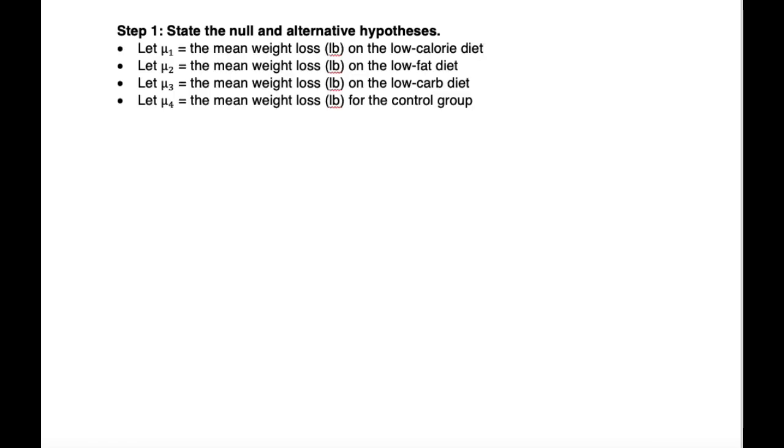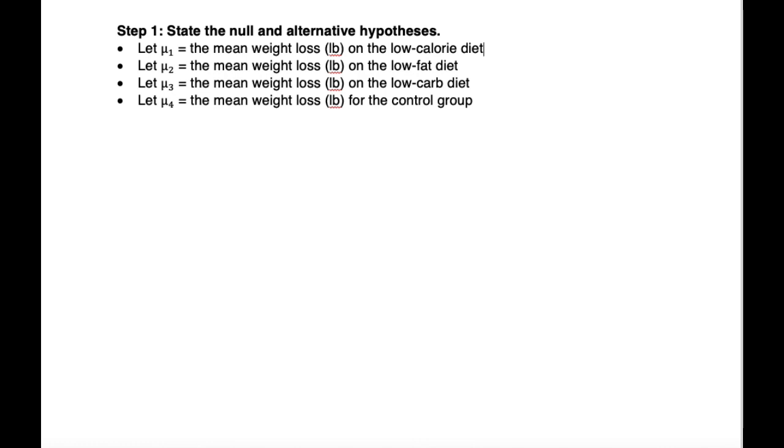So step 1 for our hypothesis test is we want to state the null and the alternative hypotheses. Before I do that, I just want to be very clear about what my notation means. So let mu1 equal the mean weight loss in pounds on the low-calorie diet. So that's for the whole population of all individuals who are on the low-calorie diet. Of course, we don't know what it is. If we did, we wouldn't be conducting this test.